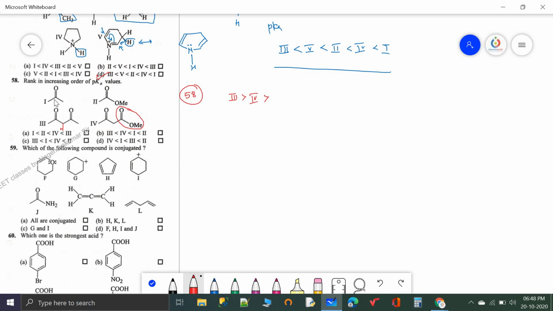keto group is there. A keto group is a stronger electron withdrawing group than the ester group. The reason is, in the case of the ester, this pair of electrons makes resonance with the pi bond electrons. So the ester will not be a strong electron withdrawing group like a keto group. So next, the chance of losing the H plus ion is more for 1 than 2. So this is the decreasing order of Ka value. Now let us write down the increasing order. So third is less than fourth, less than 1, less than 2: 3, 4, 1, 2. Option B is correct.